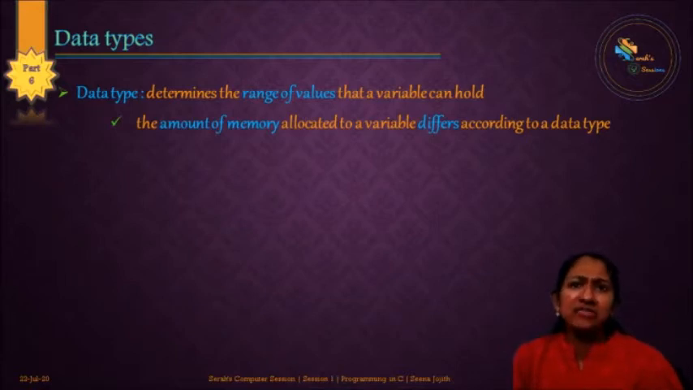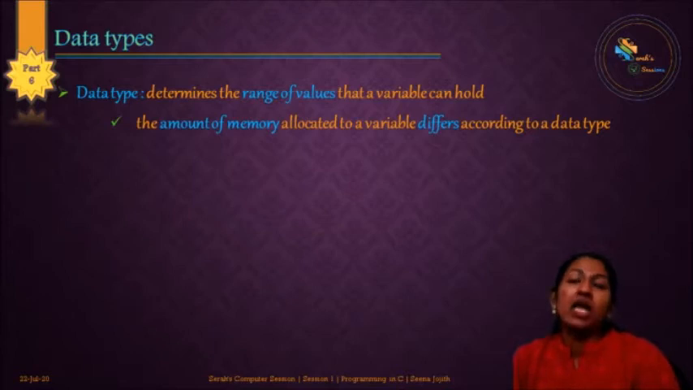Now, why this difference and all? Let's see it in detail, but then just understand that there is a difference. The compiler should be notified about the type of the data that we are entering, because only if we mention the type of the data will the compiler, or the operating system, be able to allocate the amount of memory that is required for that particular type of data.